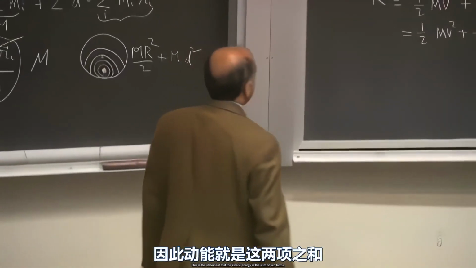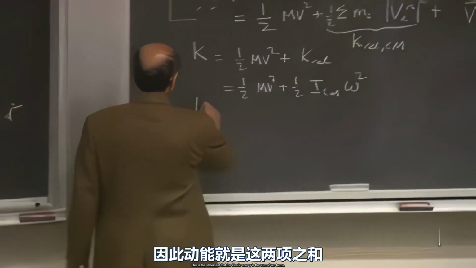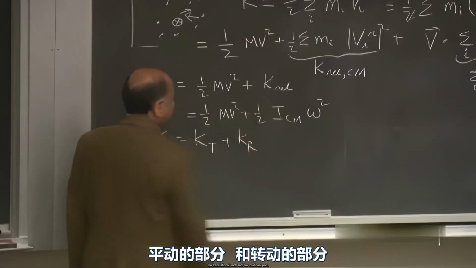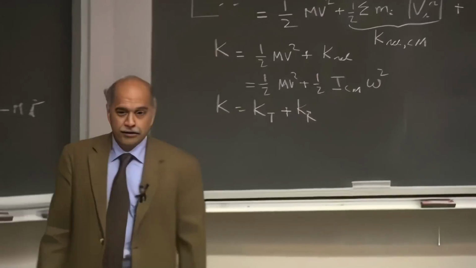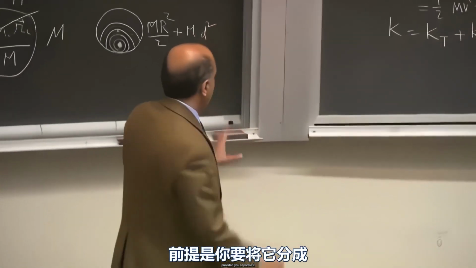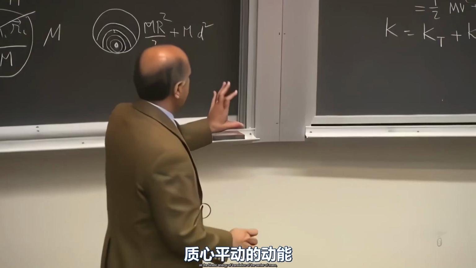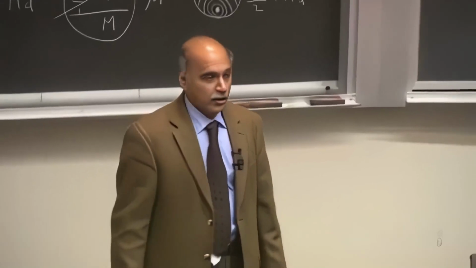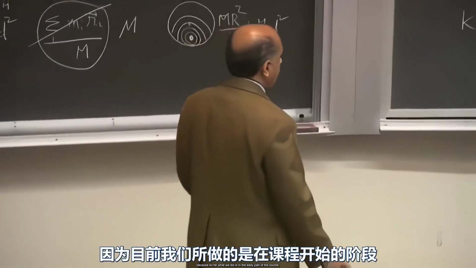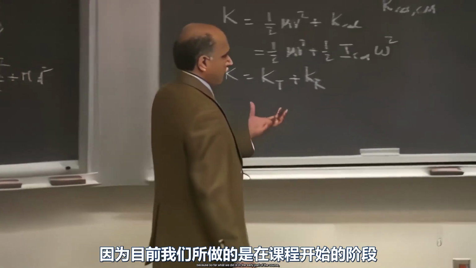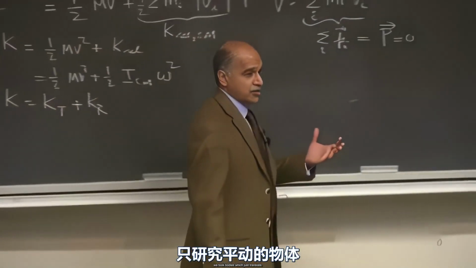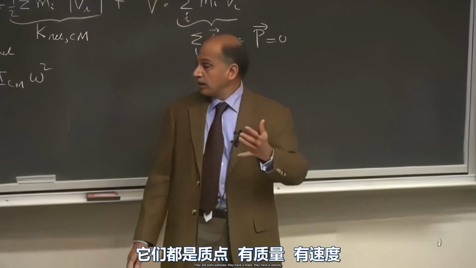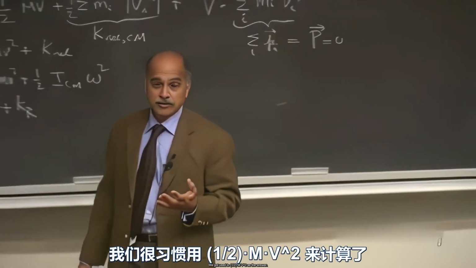So this is the statement that the kinetic energy is a sum of 2 terms, a translational part and a rotational part, provided you separate it as the kinetic energy of translation of the center of mass and rotation relative to the center of mass. It's a very useful result, because so far, in the early part of the course, we took bodies which just translate. They're point particles, they have a mass, they have a velocity. We got used to 1/2 mv squared as the answer.